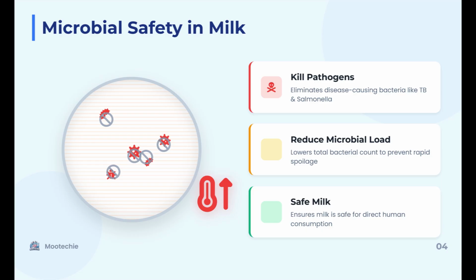Let us examine microbial safety in milk. Heat treatment kills pathogens such as those causing TB and Salmonella infections. It also reduces total microbial load, preventing rapid spoilage. When microbial count decreases, milk becomes safe for direct human consumption. Therefore, temperature control is directly linked to public health protection.